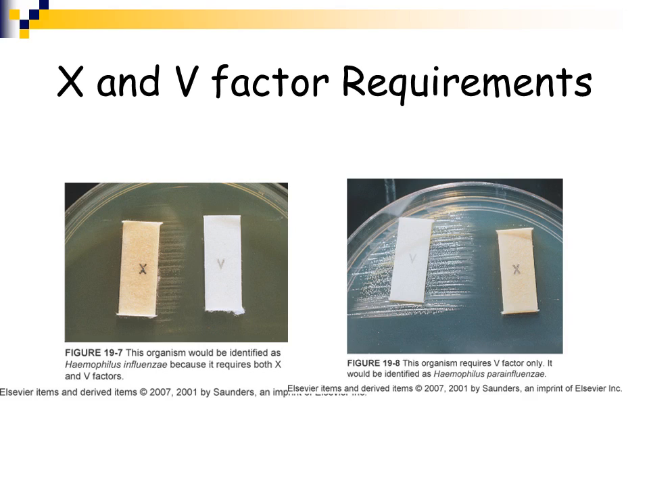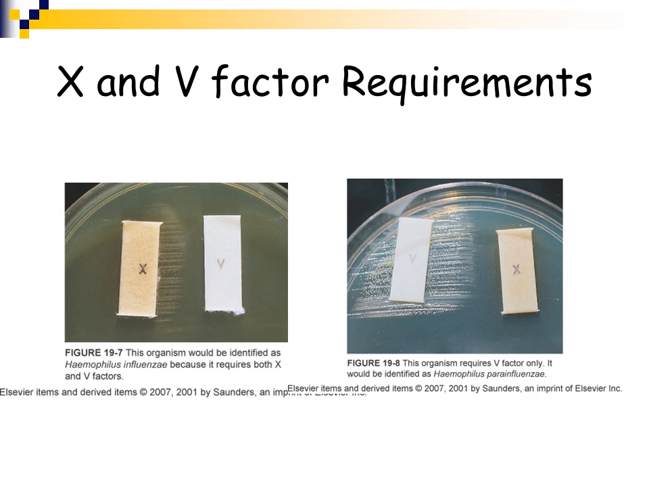So here for our X and V requirements, it looks like Mueller-Hinton agar, so no X or V is added at all. And you can put an X and a V disc somewhat close together. If it requires only X, it'll grow around the X. If it requires only V, it'll grow all the way around the V. If it requires both X and V, it will grow in the area in between the X and V if they're close enough. The better way to do it is to use an X disc, a V disc, and a disc that contains both X and V.